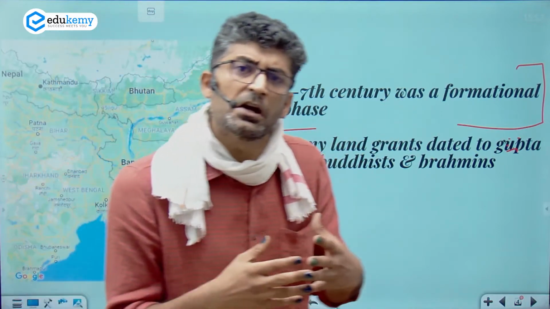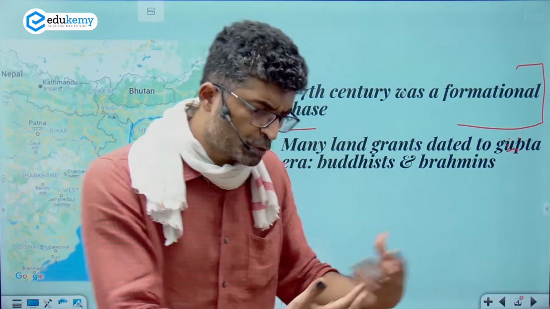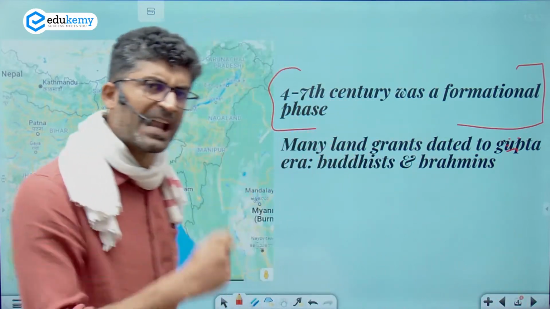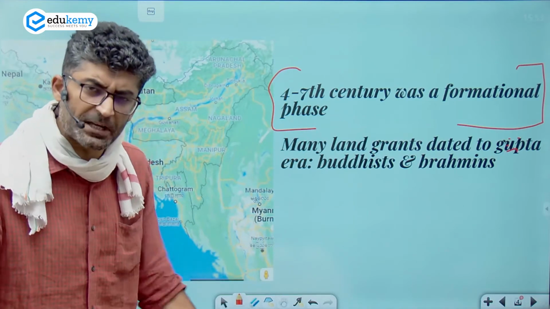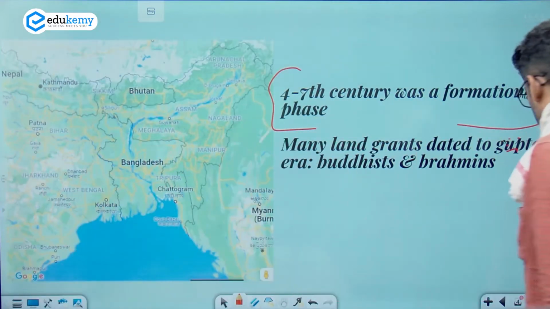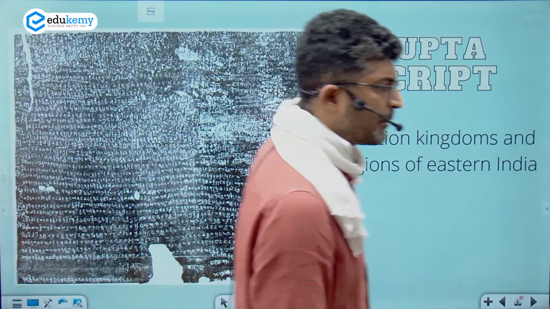This is where the Guptas and then later the governors of the Guptas, as the Guptas decline, their vassals start becoming independent. So they also give a lot of land grants. They also give a lot of land grants to Brahmins and Buddhists, especially Brahmins. Right? And this is the Prayag Prashasti.